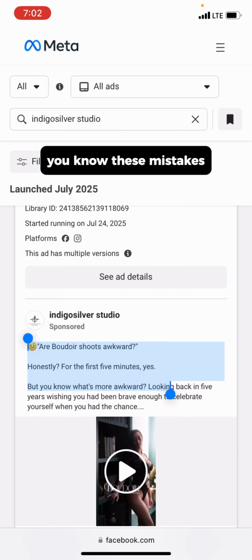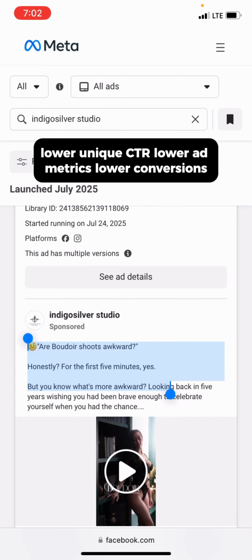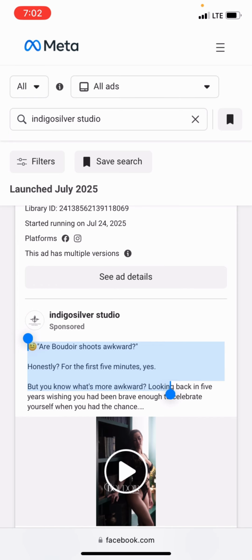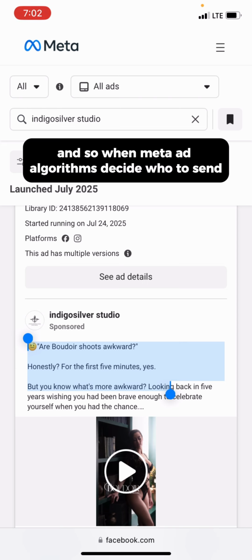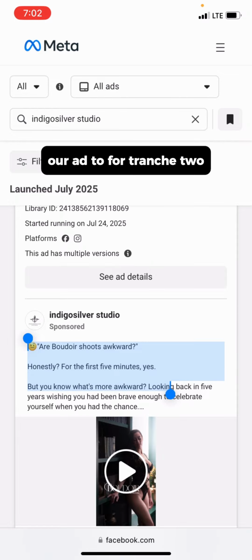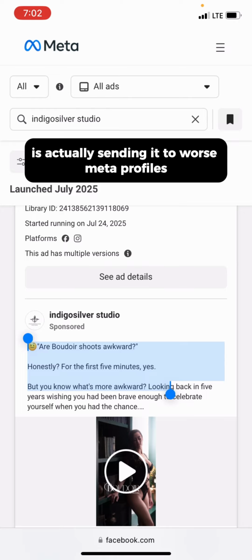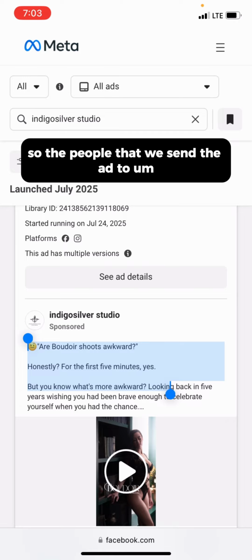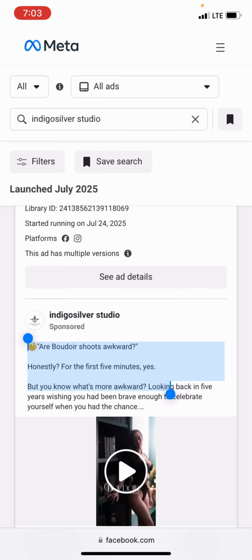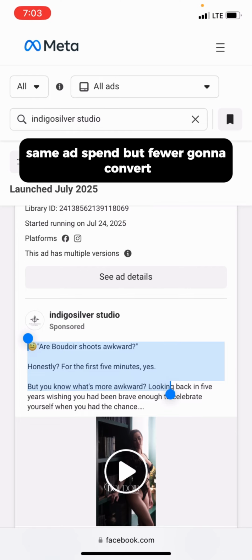Now, when our ads have these top 10 mistakes, it results in lower unique CTR all, lower ad metrics, lower conversions. And all that data feeds back into the Meta ad algorithm. And so when the Meta ad algorithm decides who to send our ad to for tranche 2, it's actually sending it to worse Meta profiles, literally worse Meta profiles. So the people that we send the ad to, same ad spend, but fewer are going to convert. So same ad spend, worse results for tranche 2.